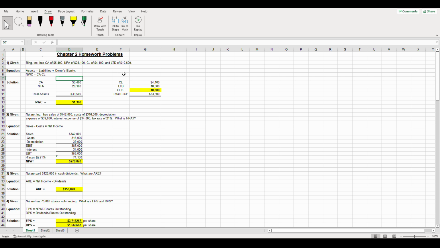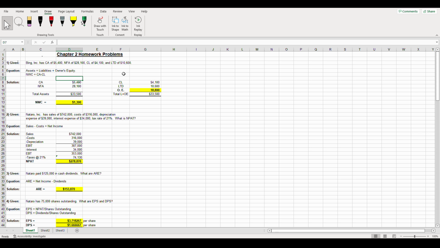Chapter 2, Problem 1. Again, these are from the questions and problems section of every chapter at the end of the chapter. Chapter 2, Problem 1 says Bing Incorporated has current assets of $5,400, net fixed assets of $28,100, current liabilities of $4,100, and long-term debt of $10,600. We're looking for two things. First of all, we're looking for owner's equity, and we're looking for net working capital.